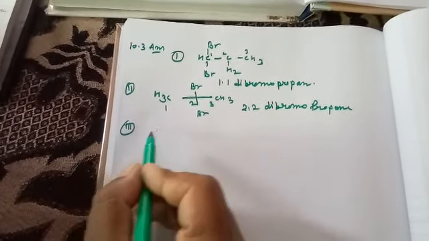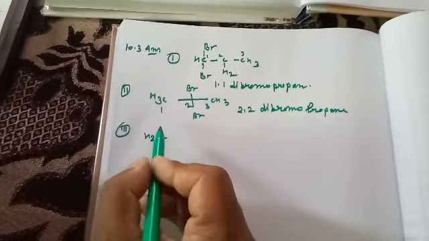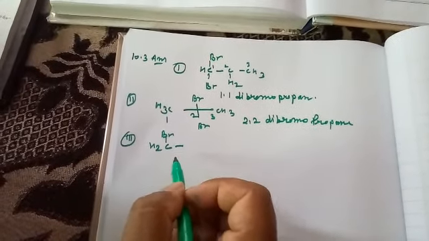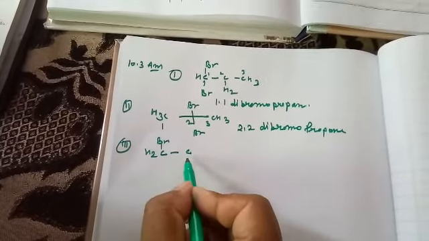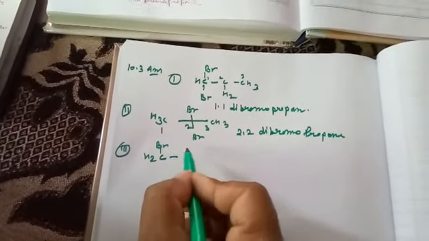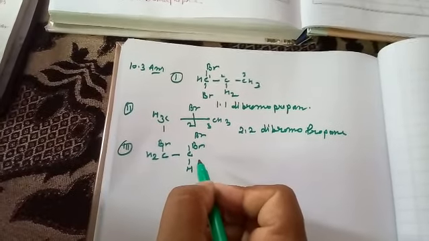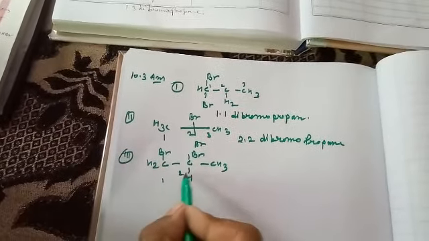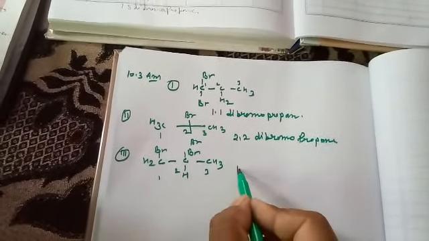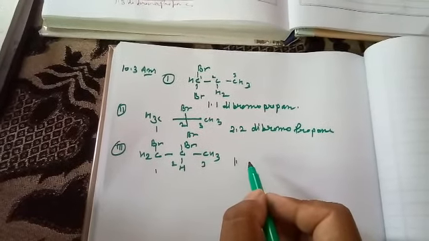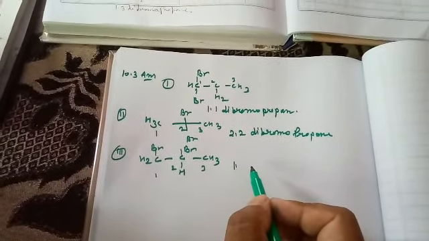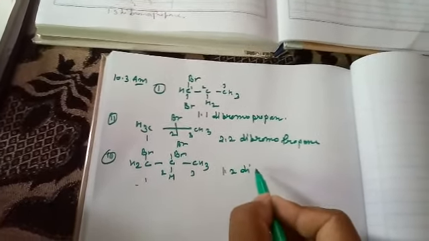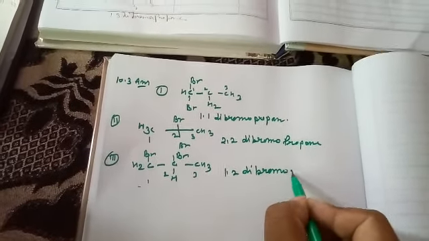Third isomeric: H2C Br, CH Br and CH3. This one with 1, 2, 3 numbering: 1,2-dibromopropane.